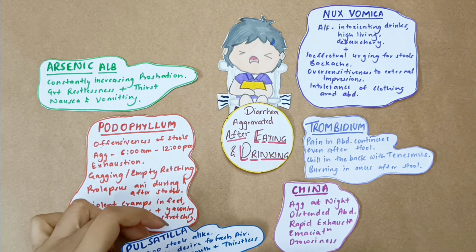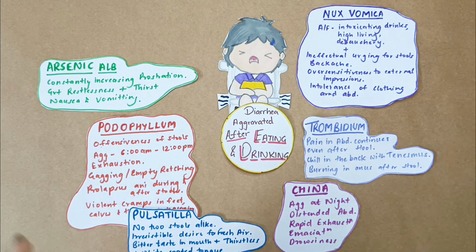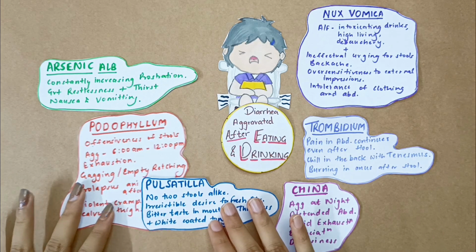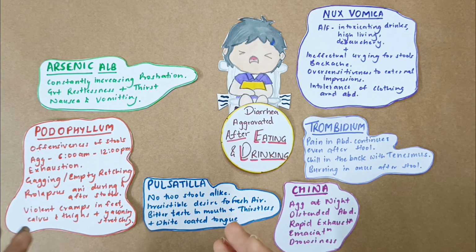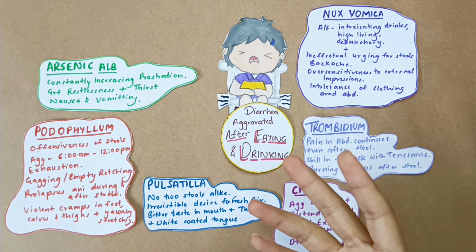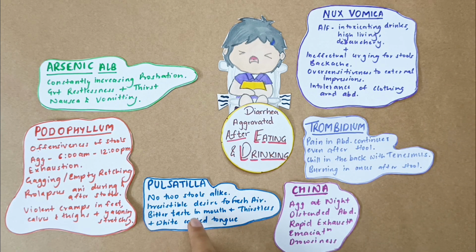Then pulsatilla. In pulsatilla we find that no two stools are alike. One of the characteristic symptoms of pulsatilla is changeability, so because of that, no two stools will look alike. And there is irresistible desire for fresh air. She loves open air. There's a bitter taste in the mouth, or there might be loss of taste also. Plus there's thirstlessness, which is again a very important general symptom of pulsatilla, and a white coated tongue.